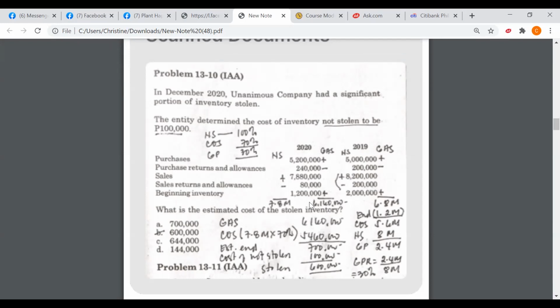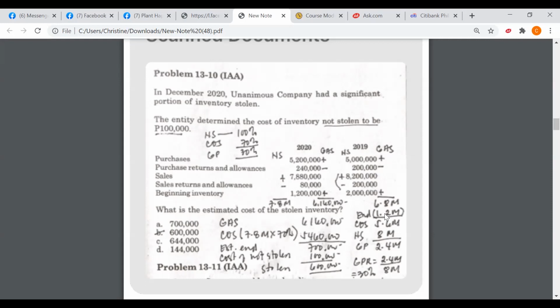So we need to compute your COS by deducting your ending from your GAS. So meaning we will start from GAS. So we'll use 2019 information to compute for our gross profit rate. So GAS is your purchases minus your returns and allowances plus your beginning. Beginning, so 2 million plus 5 minus 2, that makes 6,000,000. This is your GAS. GAS minus your ending will give you your COS.